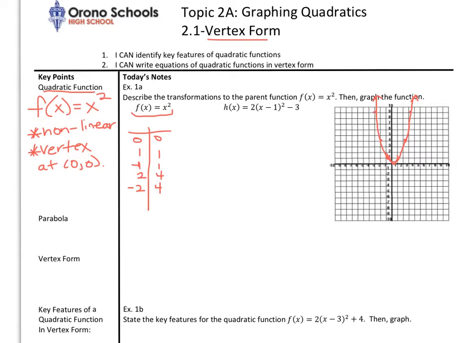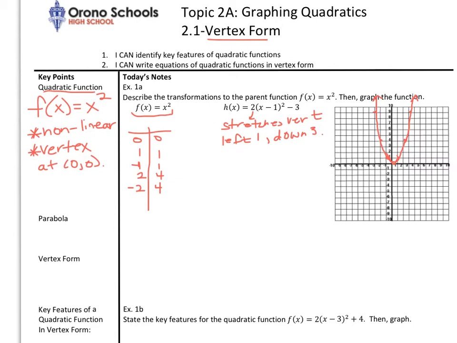Now let's look at the transformation. h of x equals 2 times x minus 1 squared minus 3. If we describe this transformation in words, we would say that that 2 stretches vertically. So all those y values will get a lot bigger, a lot faster, twice as fast. The x minus 1 would mean it moves 1 to the left, and the minus 3 after would mean the whole shape would move down 3.